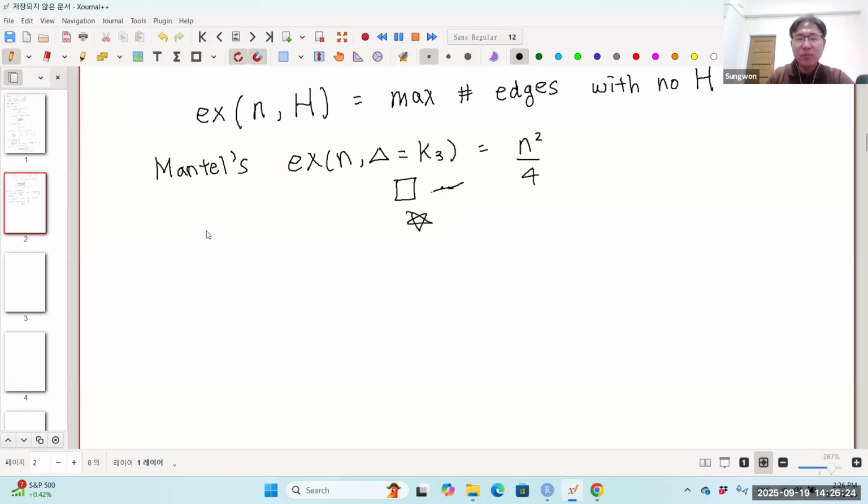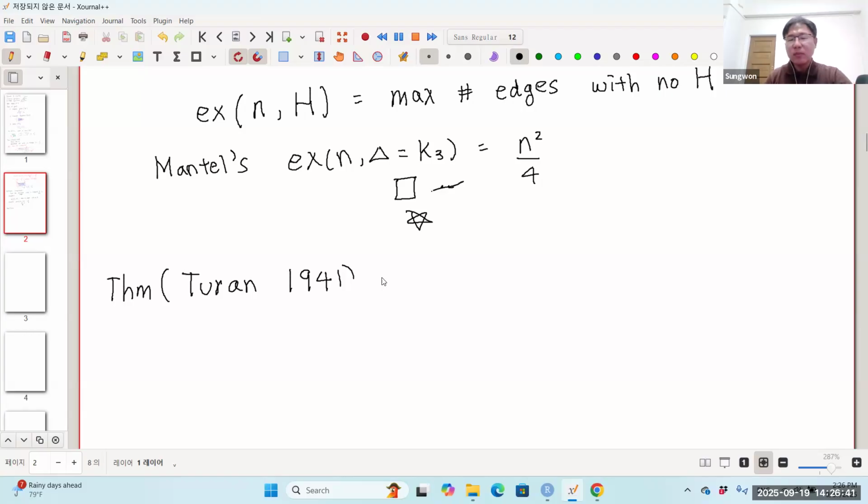So there is a theorem, the further research after that. So here's another theorem. It's from Turán in 1941. And he found the maximum edge with no complete graph in K_r. K_r was the complete graph, right?